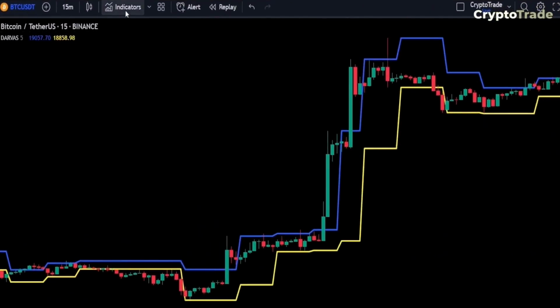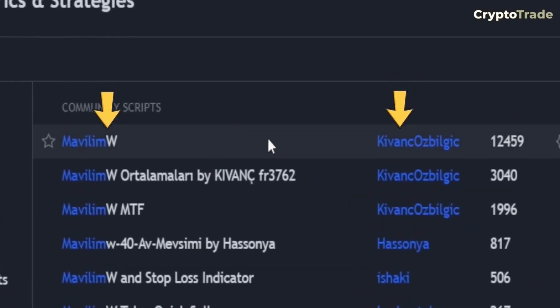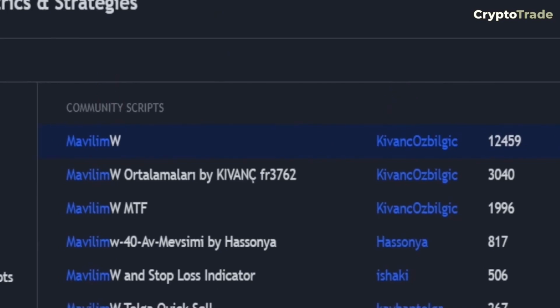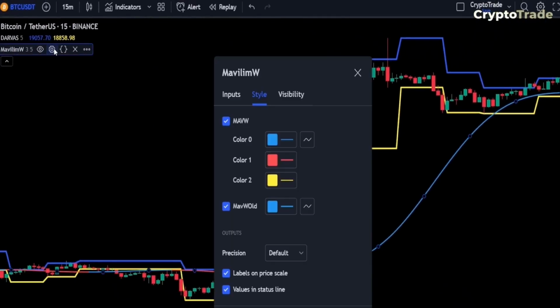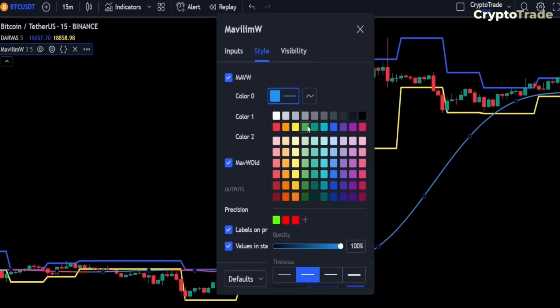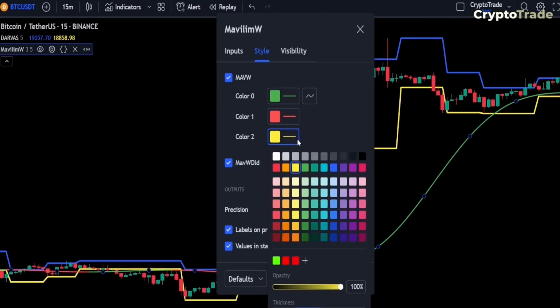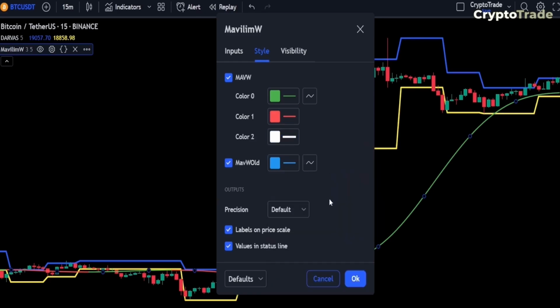Open again the indicator search bar and type Mavelim. You'll see the indicator appear in the search results. Simply select it as shown in the video. Now, go to Settings for the Mavelim indicator and in Style tab change color 0 to green. Change color 1 to red. Also change color 2 to white. Click OK to finish setting up Mavelim indicator on your chart.